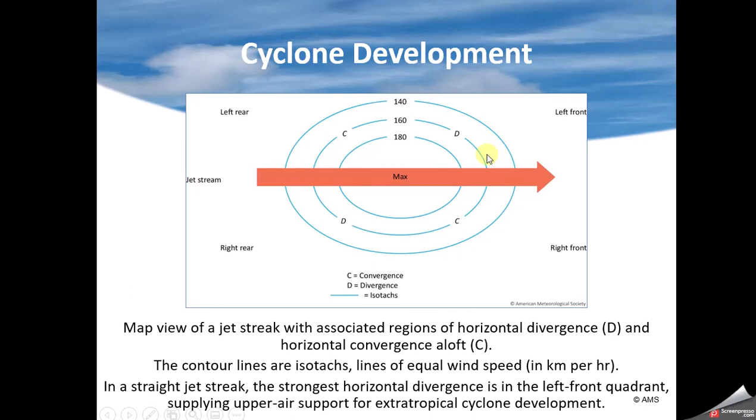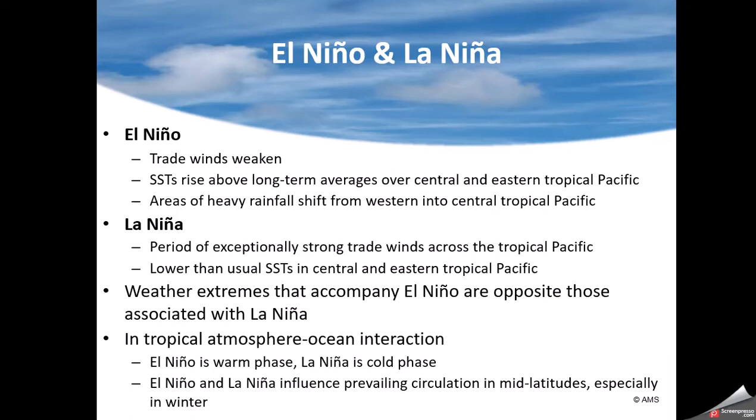Where that divergence is, what's happening at the surface? Well, air has got to lift from the surface up to take the place of where that divergence is. So that is where your low pressure systems, your extratropical lows, are forming along these types of circulations.